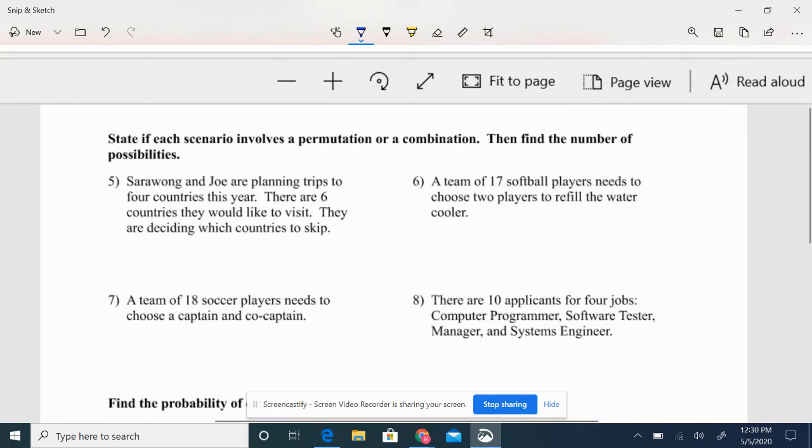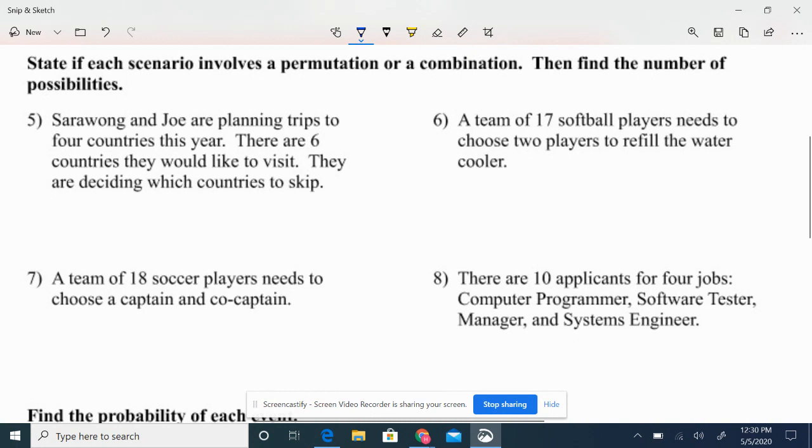Okay, so let's take a look. Sarah, Wong and Joe are planning trips to 4 countries this year. There are 6 countries they would like to visit. They are deciding which countries to skip. So from 6 countries, they're going to go to 4. I don't see anything about any order. It doesn't matter which country they go to first. It doesn't matter about order. So I'm just going to say, well, this one definitely has combination.